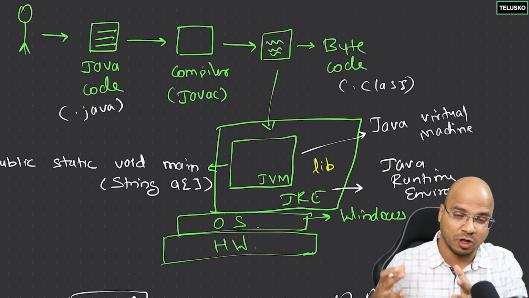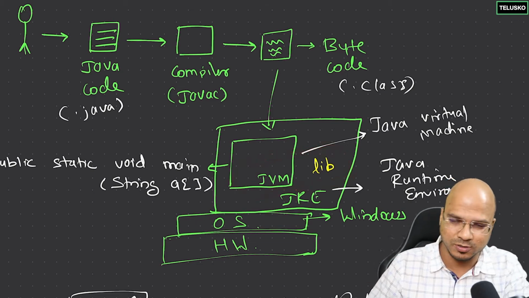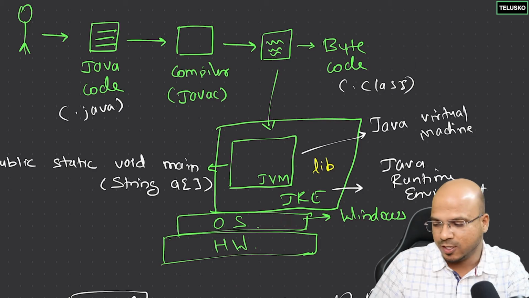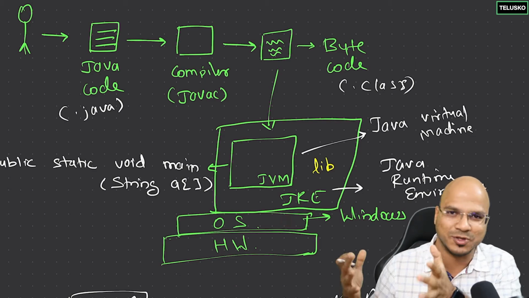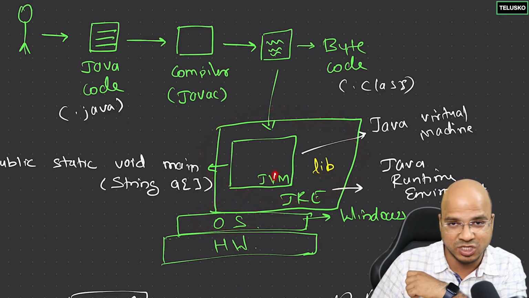And basically it's a part of the JRE, which will have the JVM as well as libraries, a lot of classes. And then everything is a part of the JRE. That JRE you'll be installing on the OS, right? So basically you need to have hardware, of course, you need a machine to run, right? That machine will have an OS, and then the OS will have a JRE, which will have the JVM.